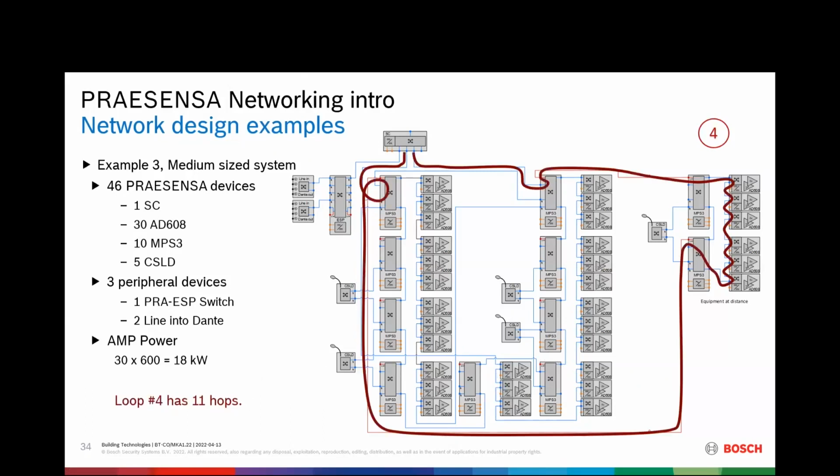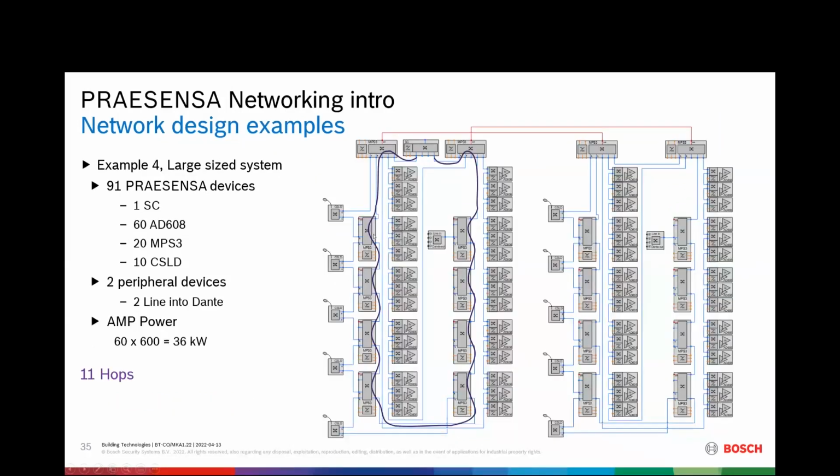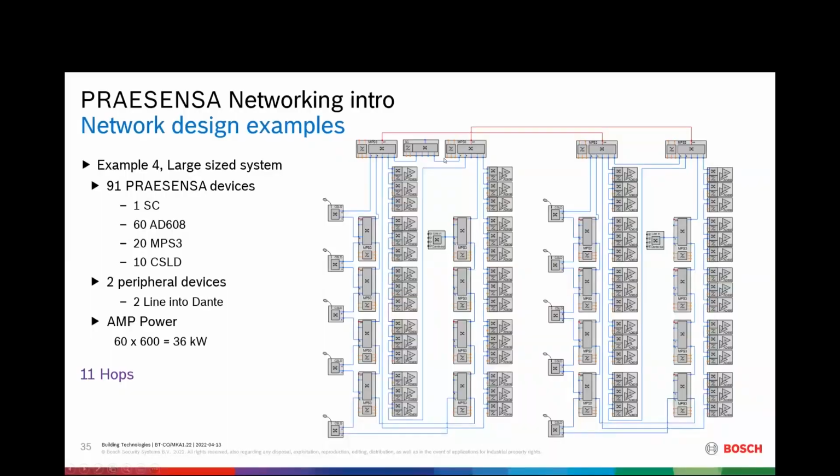And here we have a last example of a loop to the remote equipment at distance. So here you can see a lot of loops, not all in one big loop, as that would exceed the hop count. What we normally do is loop the MPSs, the multifunction power supplies, as a loop, and you can keep it under control. So here you have one going to this number of power supplies.